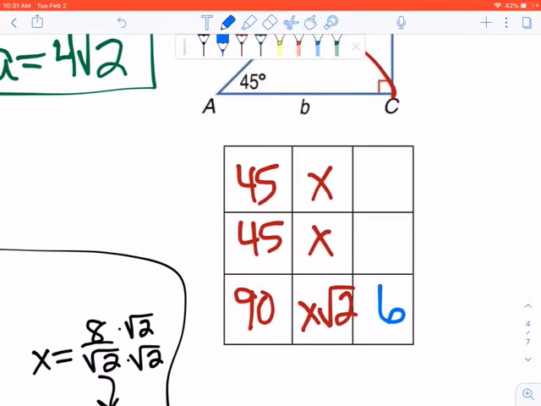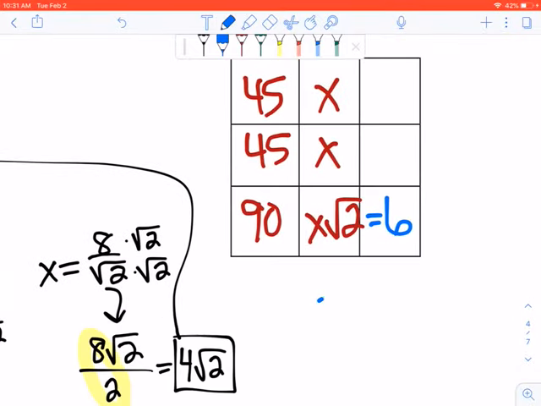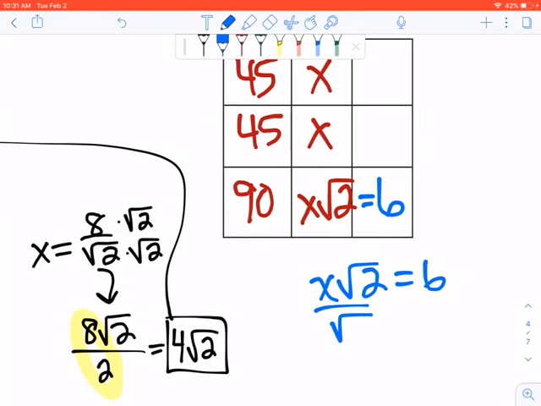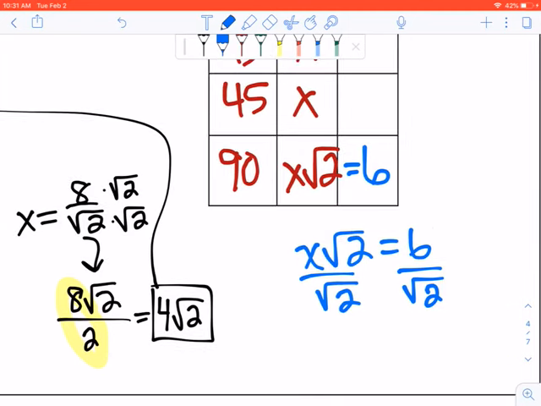So now I have another equation like the last one. I have x root 2 equals 6. I'm going to divide by root 2. That is a 6. It looks kind of like a B, sorry. That didn't help. All right, so now I have x equals 6 over root 2. But again, I have to rationalize the denominator.